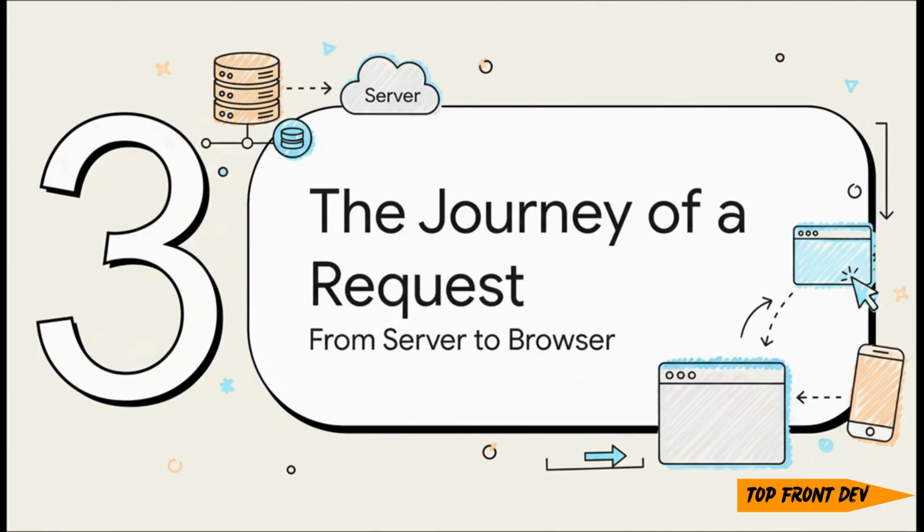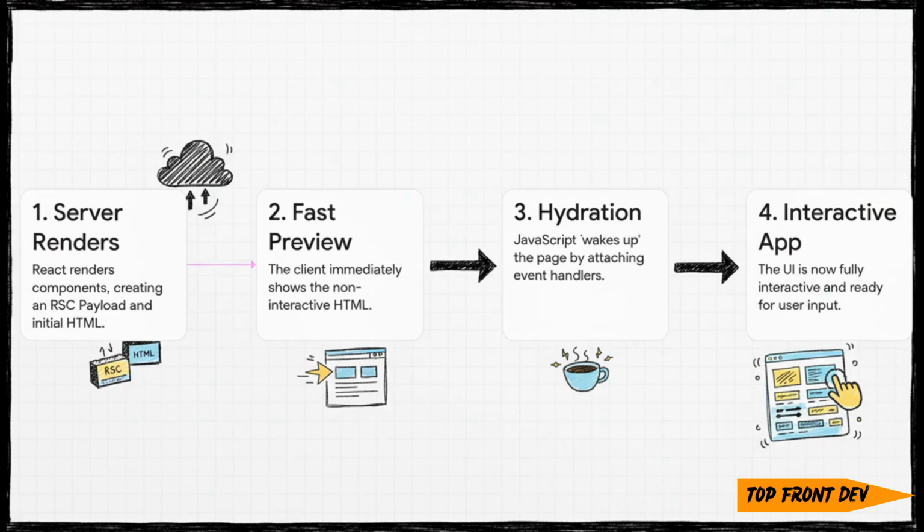Okay, so we know what they are. Now let's see how they actually work together in Section 3, the journey of a request. We're going to follow it all the way from the server to the browser. It all happens in a few key steps. First, the server does its rendering magic. Then the client gets a super fast HTML preview. After that, the client hydrates the page. And finally, boom, the app becomes fully interactive.